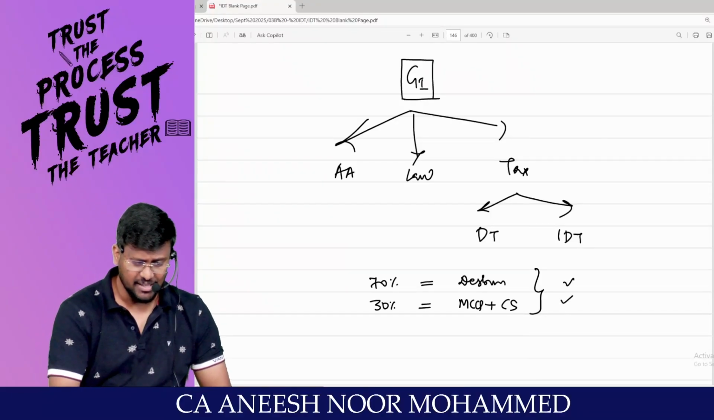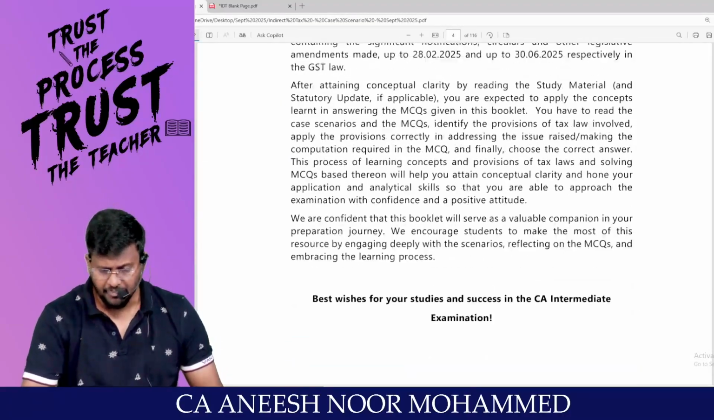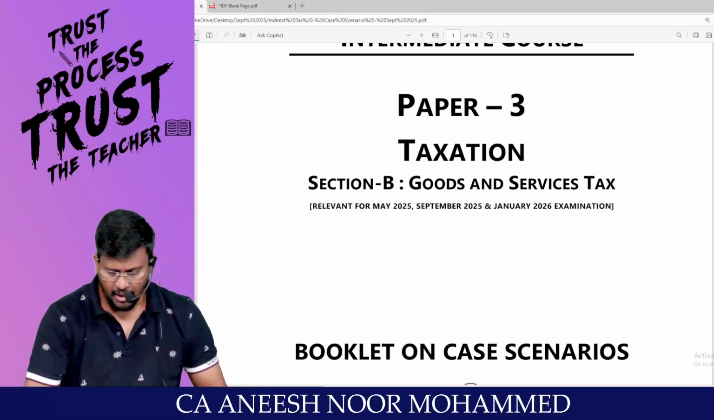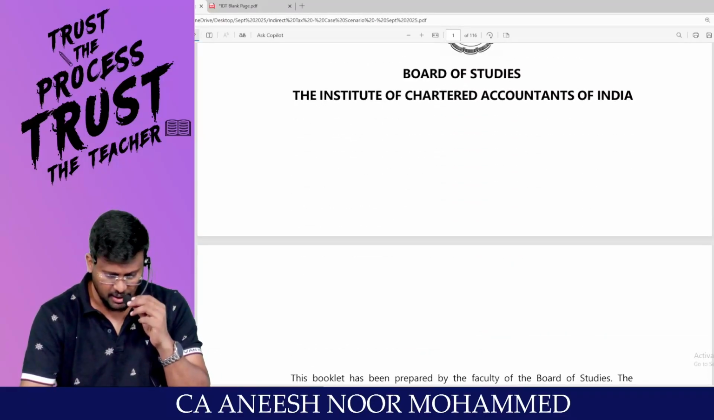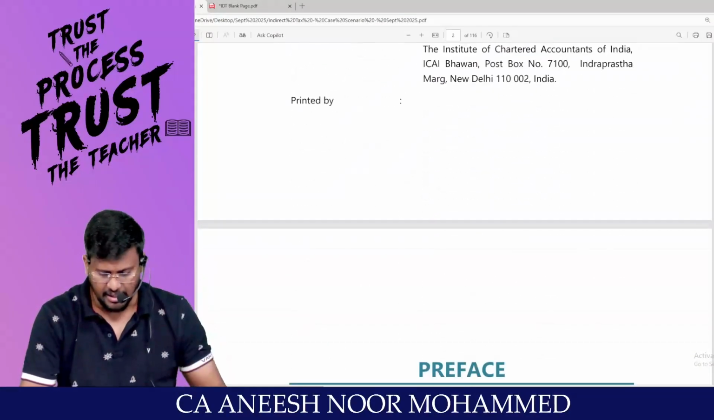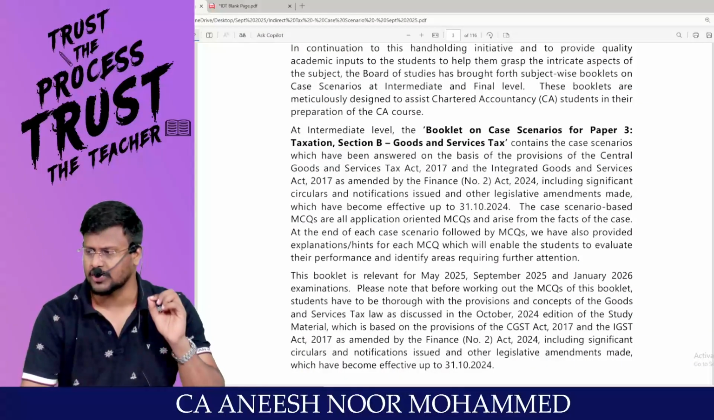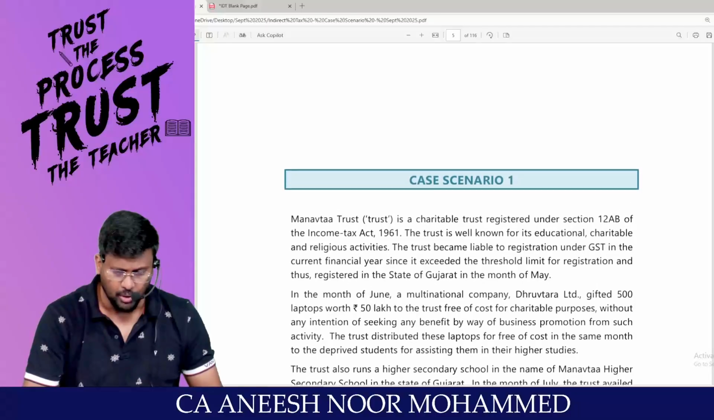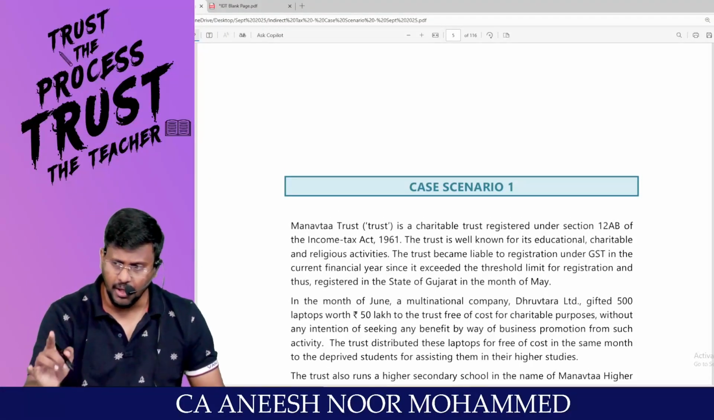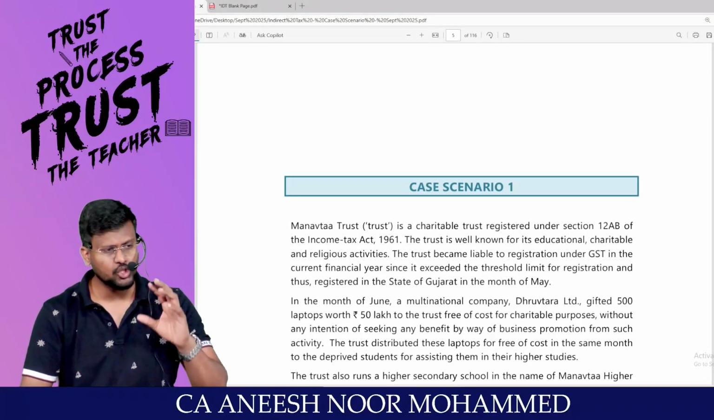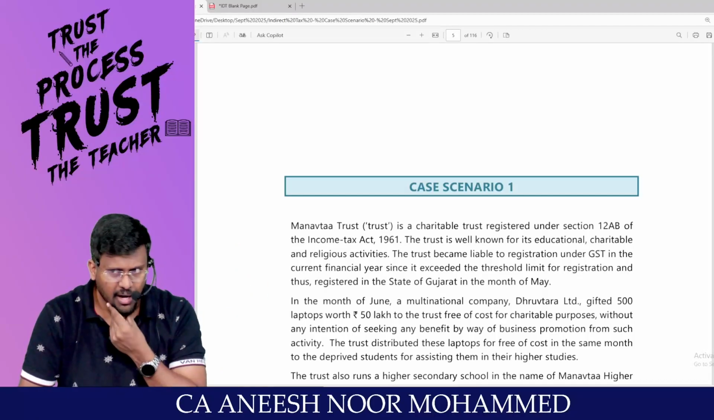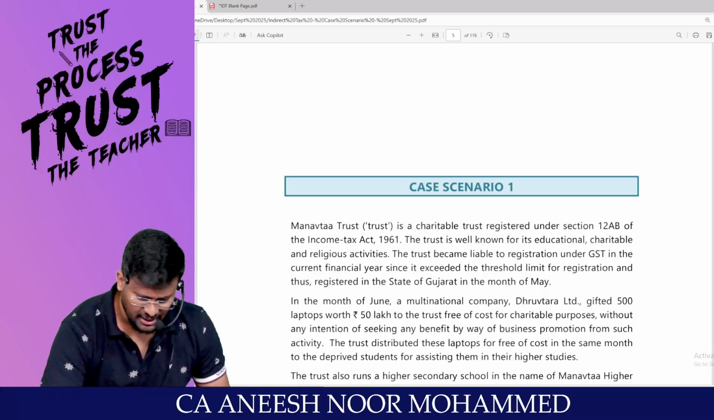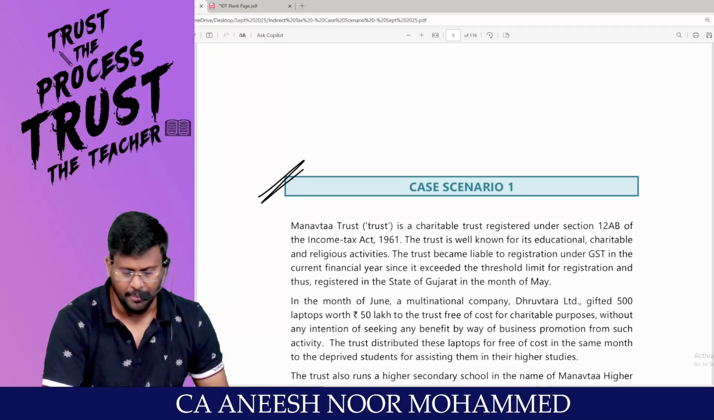Our ICAI has introduced a case scenario booklet for every subject, my dear lovable students. From there, I will teach you how to solve a case scenario in a very short span of time. This is going to be a 15-mark area for IDT and 15-mark area for DT, because our total tax paper is for 100 marks, and 100 into 30% comes to 30 marks. So this is how a case scenario will be tested.